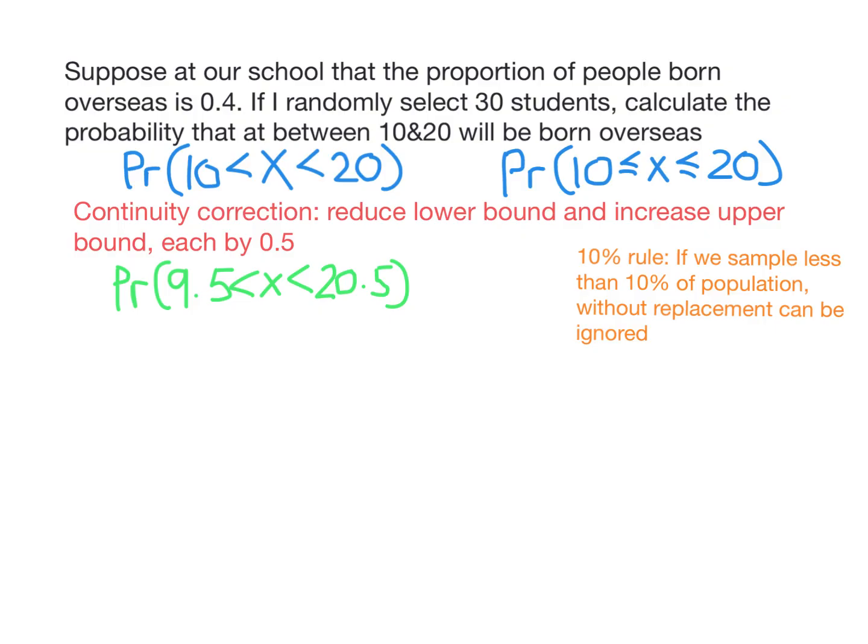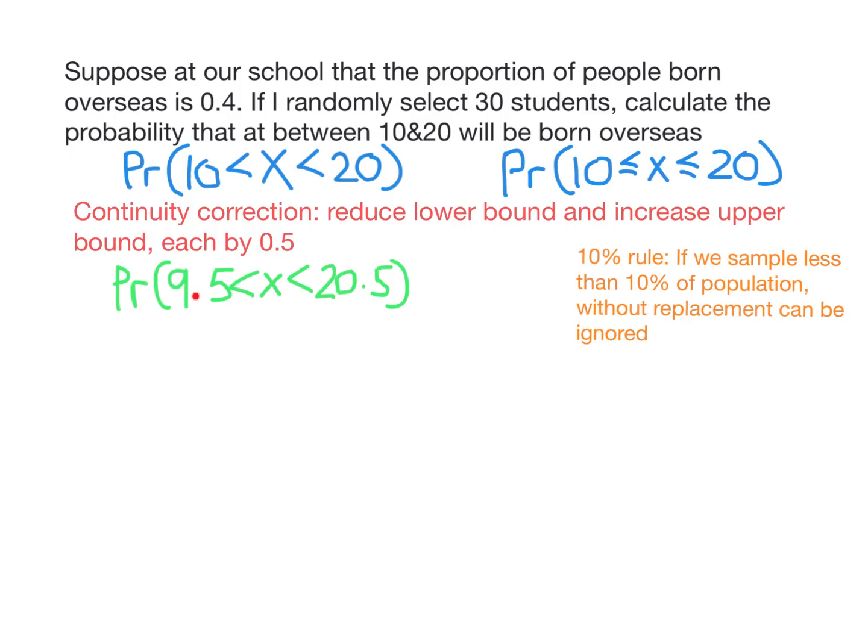But what we can do is use the 10% rule. If we sample less than 10% of the population, we can ignore the without replacement issue I just mentioned, because the probability calculations are so similar they'll be very, very close. At our school, there are over 1,000 students, so 30 is well under 10% of the population. So I can ignore the distinction between with and without replacement.